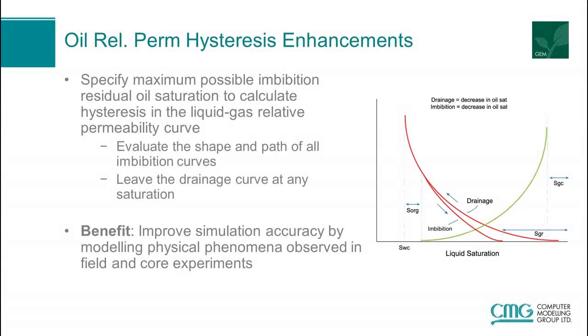Oil-water perm hysteresis has, of course, been around for quite a while in GEM. What we've done this year is incorporate hysteresis options into the liquid-gas perm curve, specifically on the drainage side. What this means is that you now have the ability of modeling the hysteresis effect on both drainage and imbibition curves on the liquid-gas. This allows you to get a better accuracy for modeling this type of physical phenomena that we've actually seen in some cases in the field and core experiments.